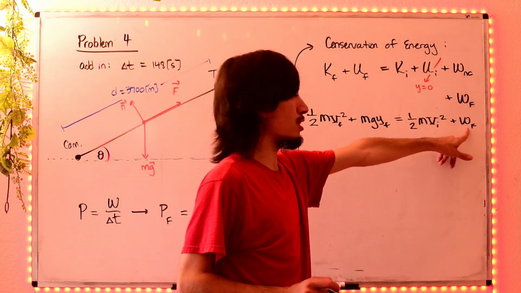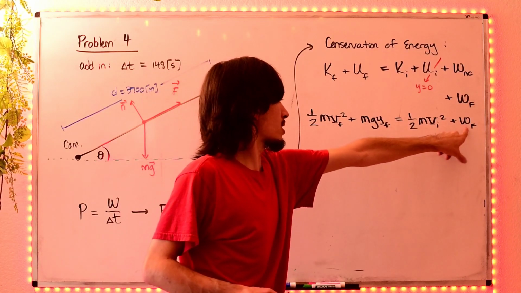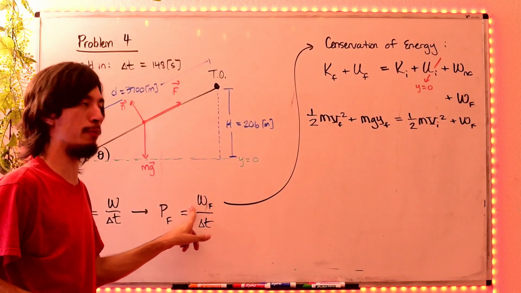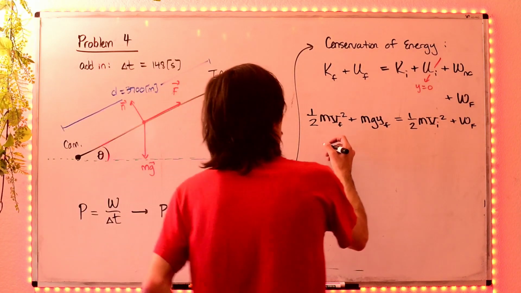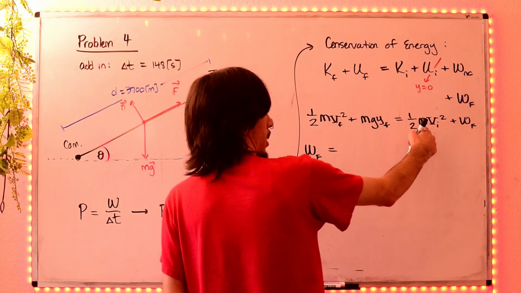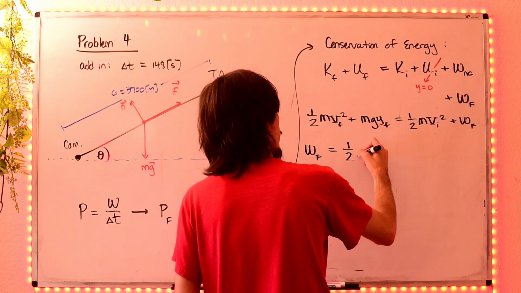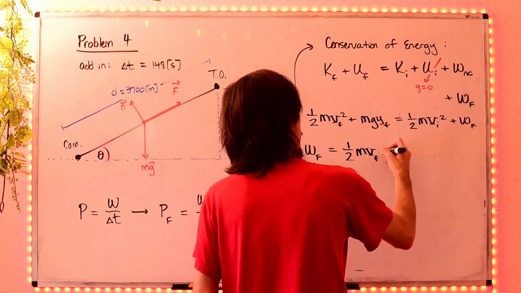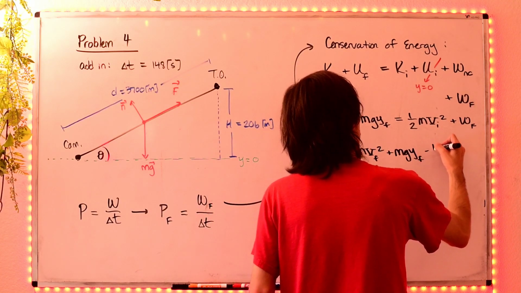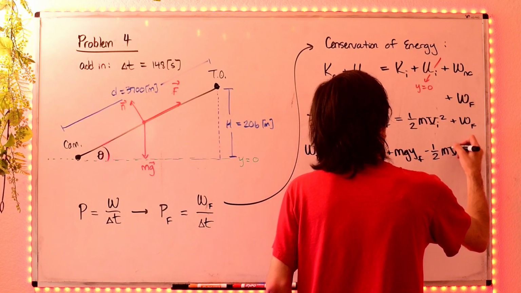All we have to do to solve this problem is to solve for this work done by that force F, and that just belongs in the power formulation. That's it. So the work done by the force F, we'll just subtract this term over. So it's 1/2 m v final squared plus m g y final minus 1/2 m v initial squared.